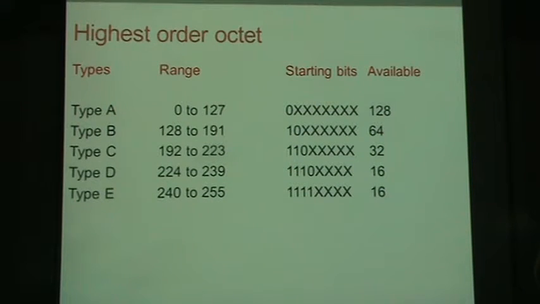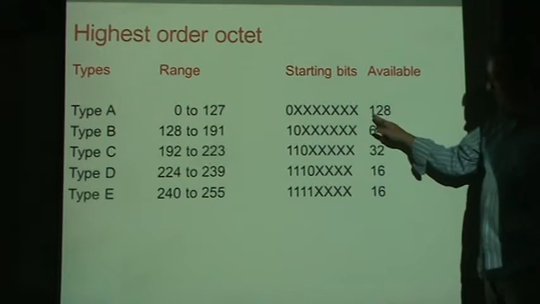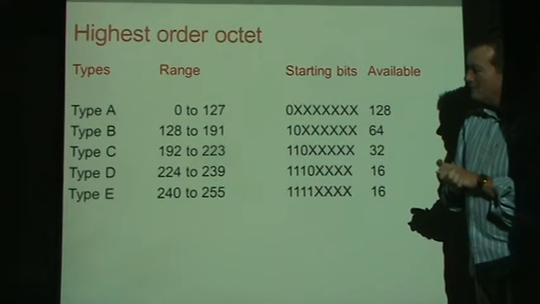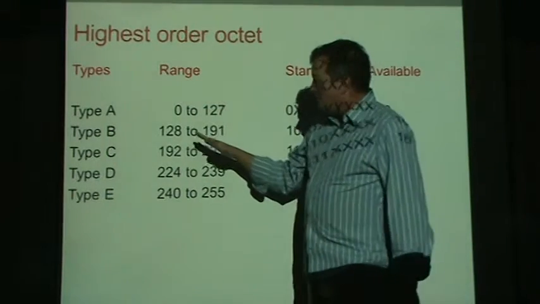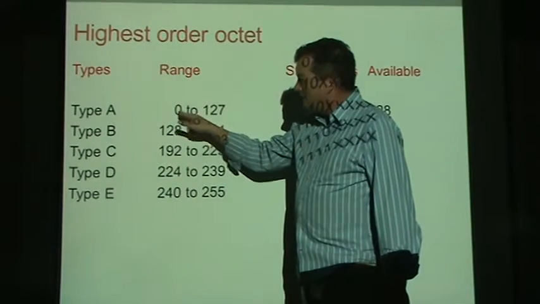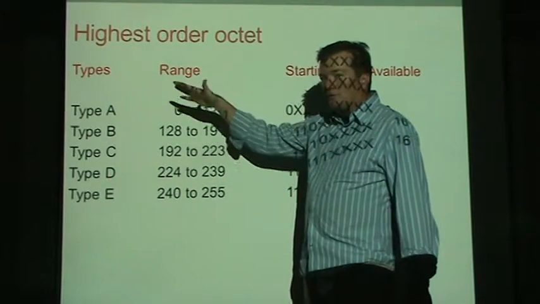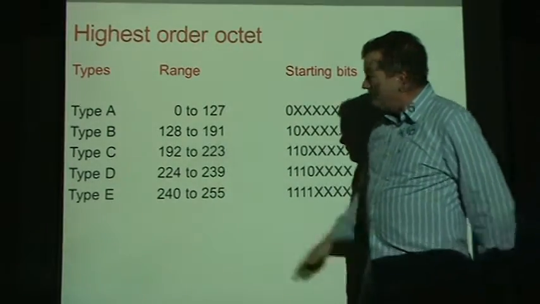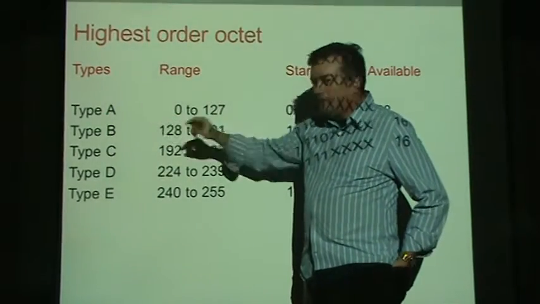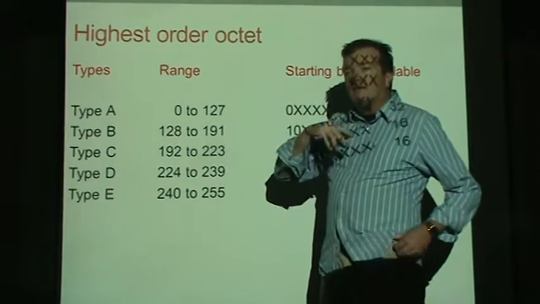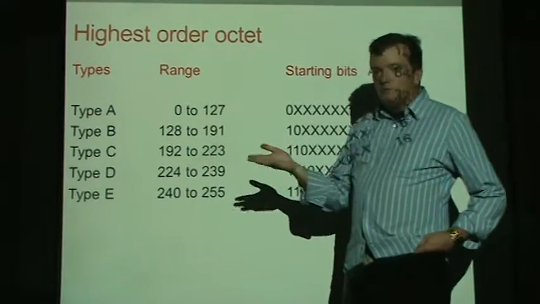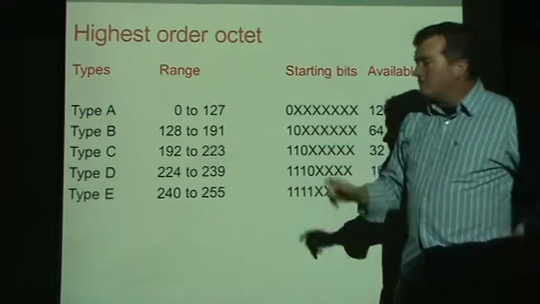Okay. So you would think for the type A, the number of type A networks in the world would be how many? If the first bit is dedicated just to indicate that it's a type A, and then the next 7 bits tells you 2 to the power of 7.